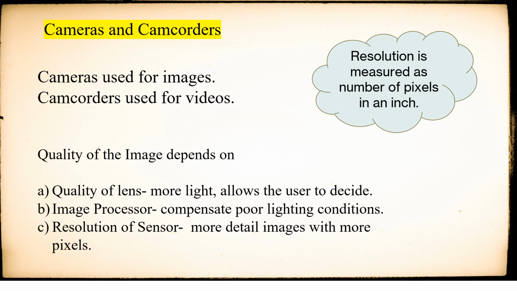Then the resolution of the sensor is basically dependent on pixels. What is meant by a pixel? It means those small dots in an inch. The more pixels, the more clarity and more detailed the images. Resolution is always measured as the number of pixels in an inch.